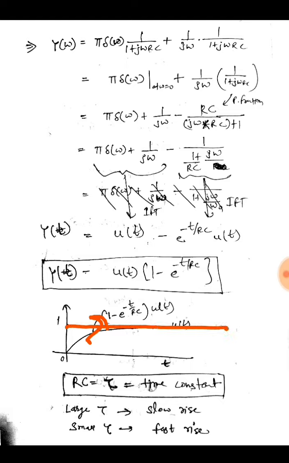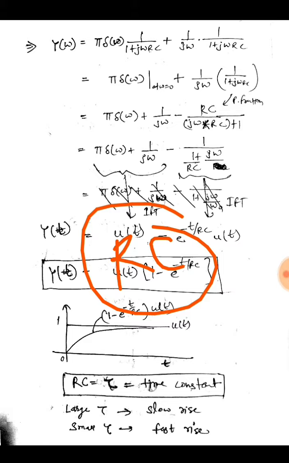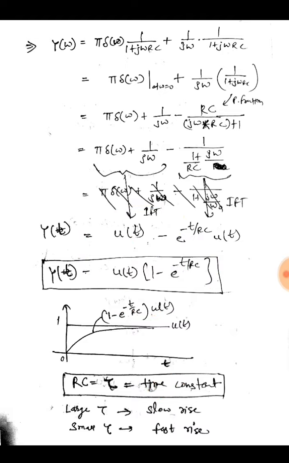So in this, RC is our time constant. If this time constant is large, which depends on the value of resistance and capacitor, then the rise would be slow, that is it would rise to the maximum value after quite some time. If the time constant is small, then the system will rise from the initial, that is 0 value, to 1 very fast, it will take less time.